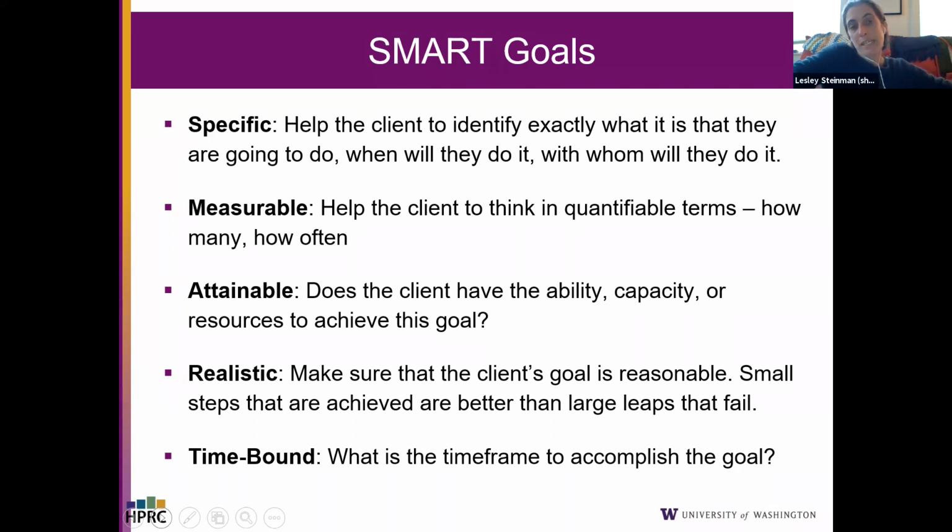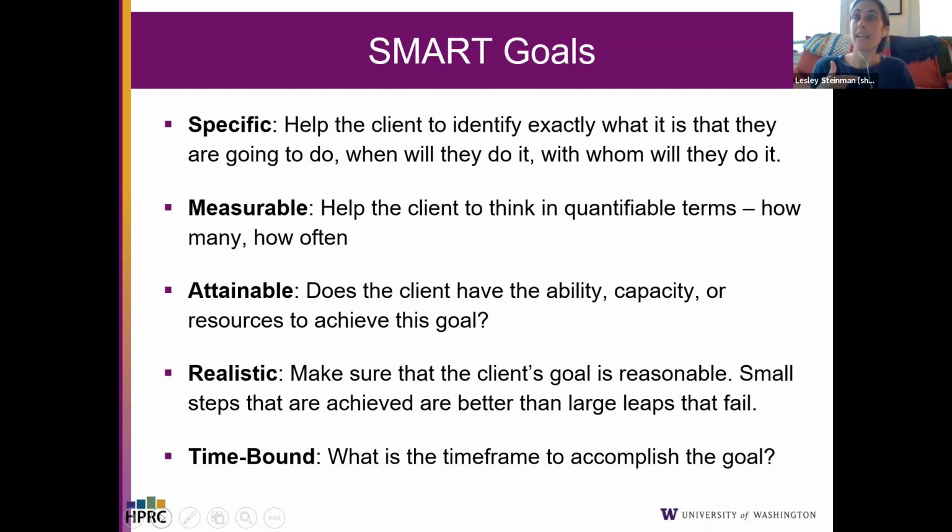The attainable piece we talked about when we were talking about the problem solving steps is: does the client have the ability, capacity, or resources to achieve this goal? So do they have money? Do they have time? Do they have a raincoat? I mean, whatever it is. And so making sure that they often narrow the goal into something that's attainable.